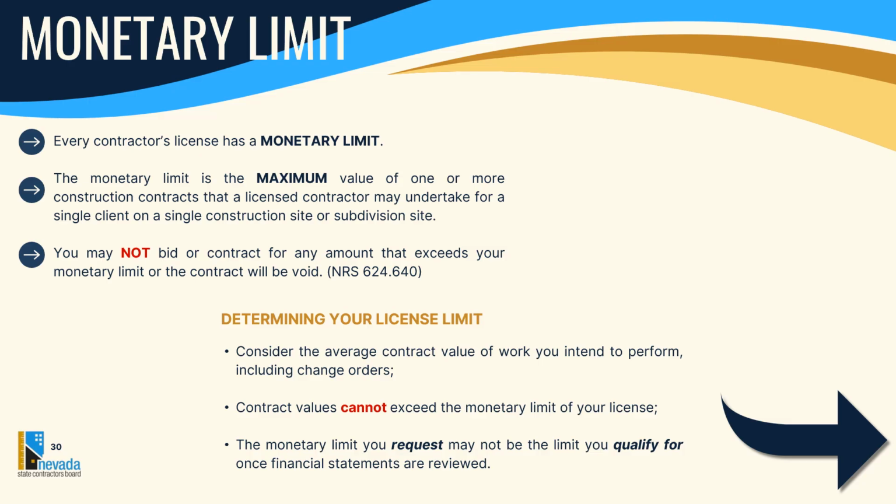Each contractor license has a monetary limit. This limit determines the maximum value of a project that a contractor can undertake for a single client on a single construction site or subdivision. Once the set amount is decided, this will determine the type of financials you will provide with your application.